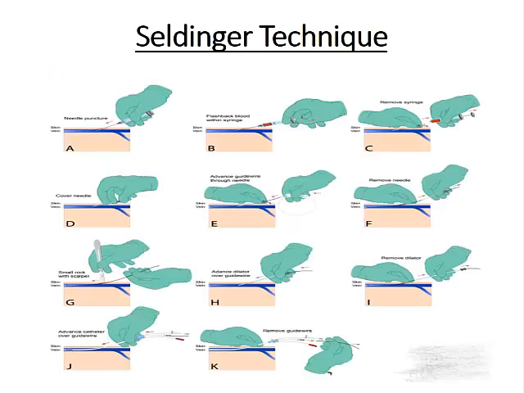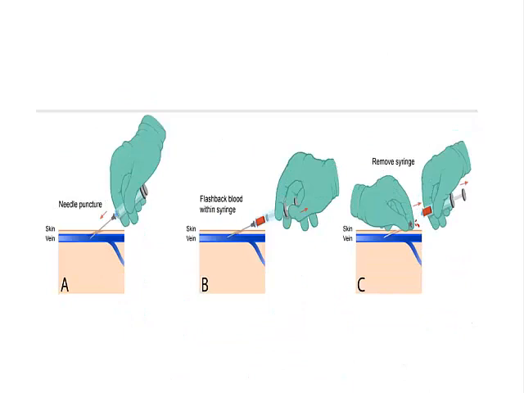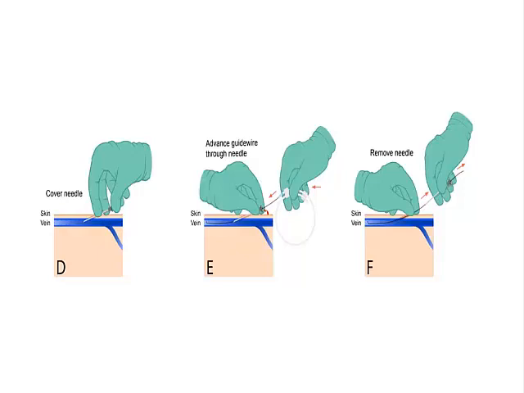So this Seldinger technique is used for the placement of this double lumen catheter. First of all is the needle puncture. We puncture with the help of a needle, then steady the needle in the vein, and a flash of blood comes within the syringe. Then the syringe is removed and the needle is held in place.